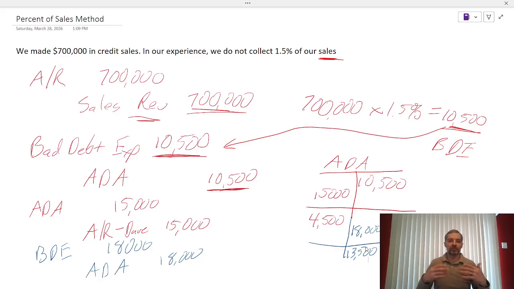So in the next video, we're going to look at the method that can fix our balance sheet. It does cause some issues with our income statement, but it fixes this balance sheet problem that we have.